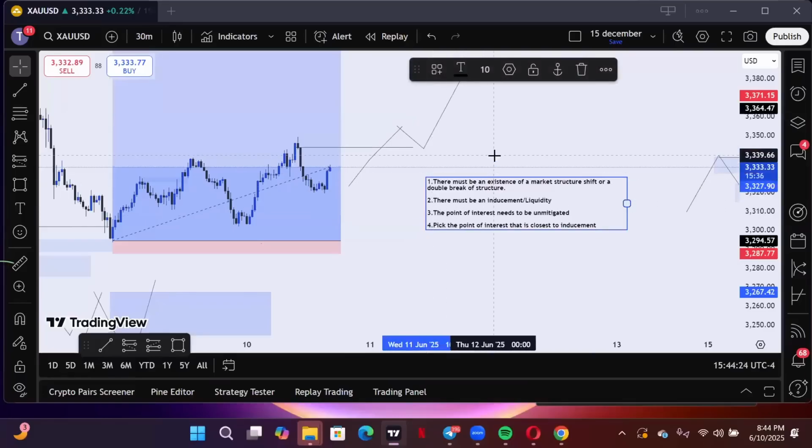So once you have any analysis, you have to look. This analysis I'm having now, is there a structure shift here? Is there a double breakup structure? Do I have an inducement here? The point of interest I'm looking to pick, did the market mitigate it or is it unmitigated? Is it the closest one to my inducement? Once you have all these things in check, you will hardly have a missed entry or have market hit your stop loss and still continue going in your direction simply because you were wrong. You guys following me up?